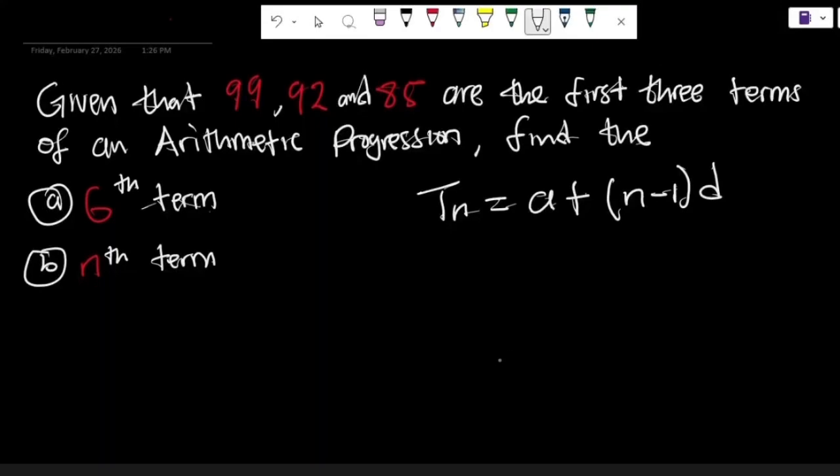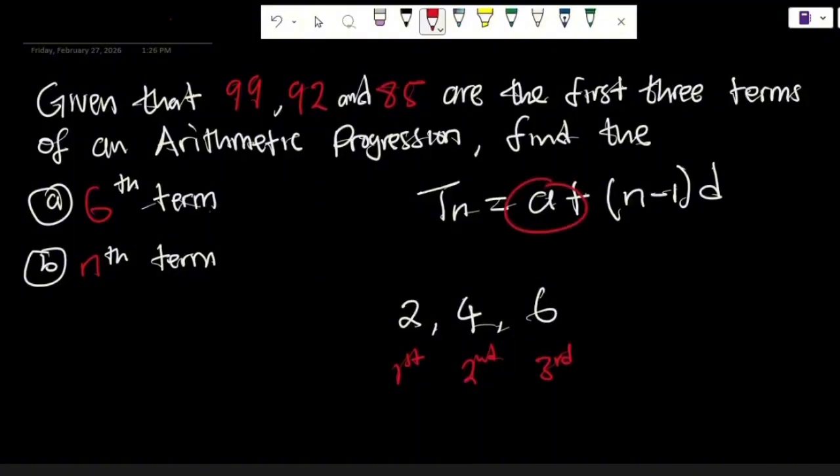So what does this mean? Well, let's say we have numbers like 2, 4, and 6. Let's call this the first term, this is the second term, and this is the third term. Now, a is always representing the first term. Whenever you have a series like that, just know that a is representing the first term. Now, this d is the common difference.